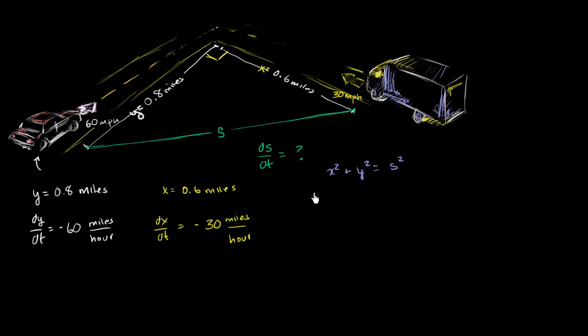So what's the derivative of x squared with respect to time? Well, you're going to take the derivative of x squared with respect to x, which is just 2x, times the derivative of x with respect to time, times dx/dt.